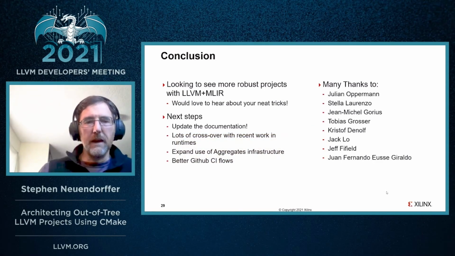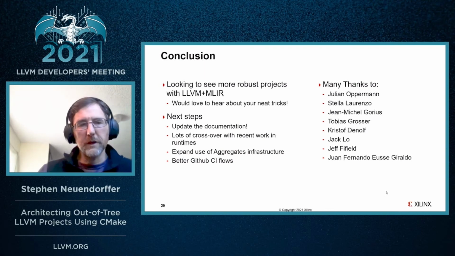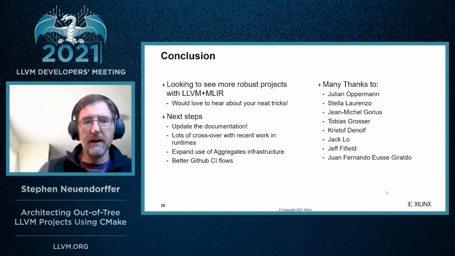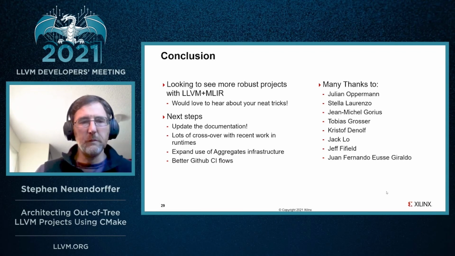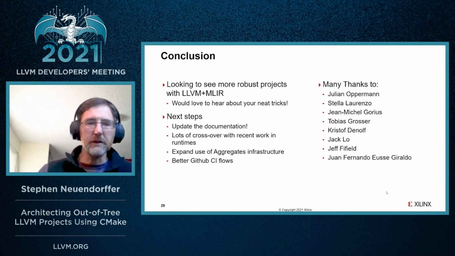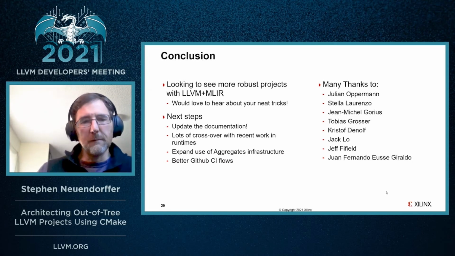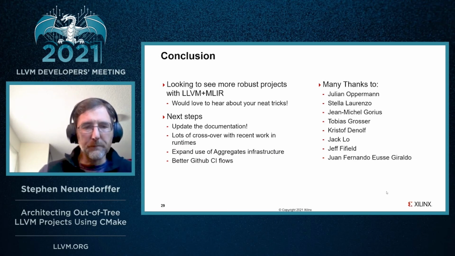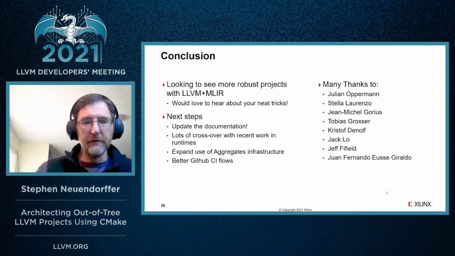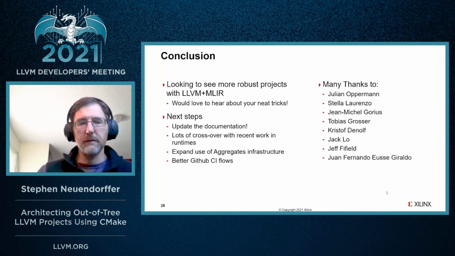So in conclusion, we're really looking to see a lot more robust projects with LLVM and MLIR, and hopefully this talk has given you the ability to more easily get your project started. And if you have other tricks, we'd love to hear about them so that we can pass along best practices throughout the community. So the next steps, I think, are to actually take a lot of this information and get it into the documentation. Some of it is there, but some of it is not.